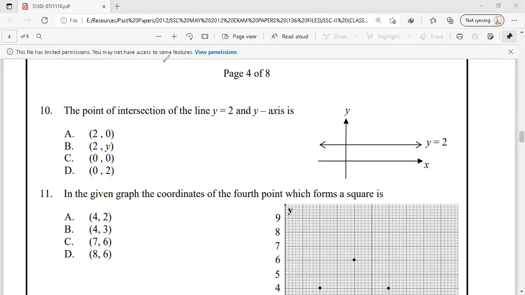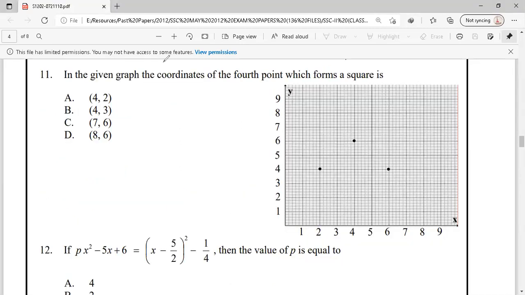Then let's come to our question number 11. The given graph, the coordinate of the fourth point which will form a square. So to form a square, the point should lie at this point so that these 4 points would make a perfect square, and we have to find the coordinate of this fourth point, in which the value of x is 4 and the value of y is 2. So the coordinate will become (4, 2). The correct answer is option A.